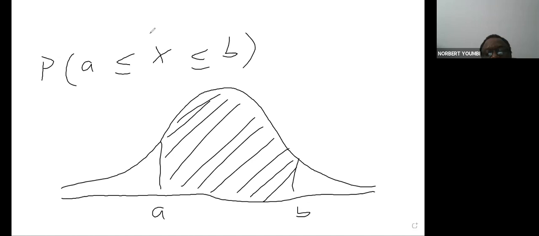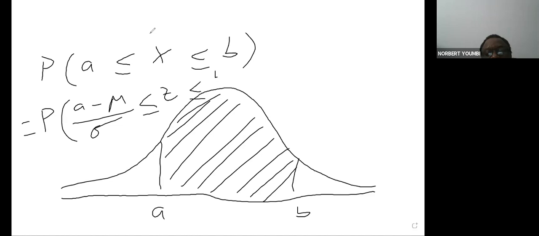So we can always transform a question about a normal distribution X into a standard distribution by computing the standard value associated with each number in the probability. So we have here (A minus mu) over sigma less than or equal to Z, which is (X minus mu) over sigma, less than or equal to (B minus mu) over sigma.